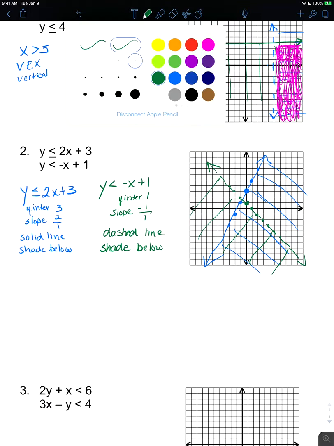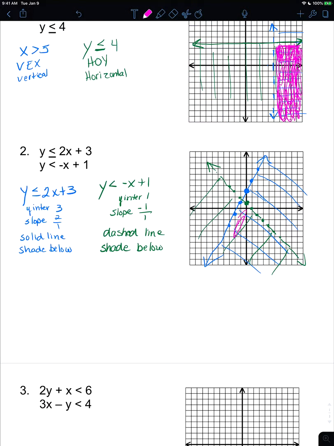So the area where they are both shaded is our solution set, which is this area. That area only. So ordered pairs that are within this pink area will be your solution.